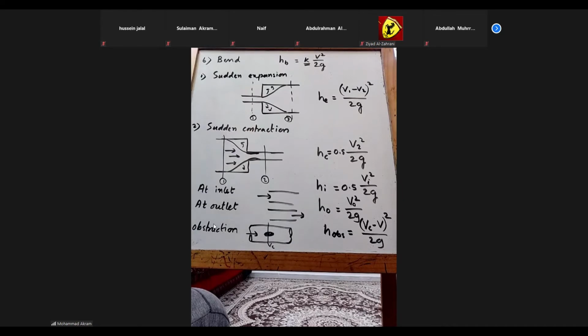I have sent you a question in the WhatsApp group. Can you read that question? It is related to the minor losses. Major plus minor loss. Okay, finish this one. Can I erase this? Yes, yes, doctor. If you have not finished, take a screenshot and you can save it.